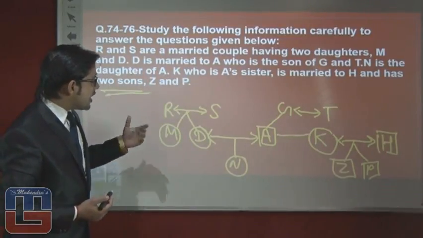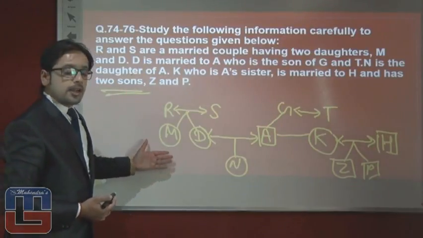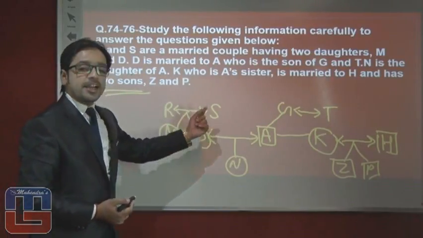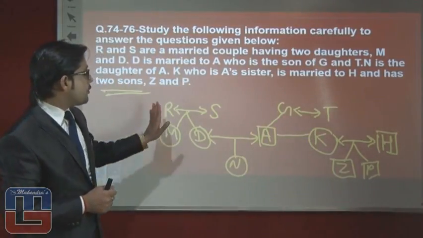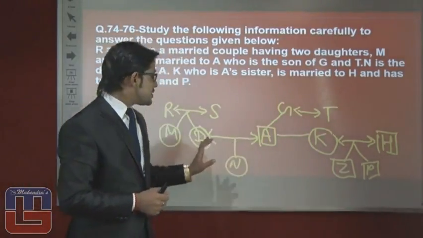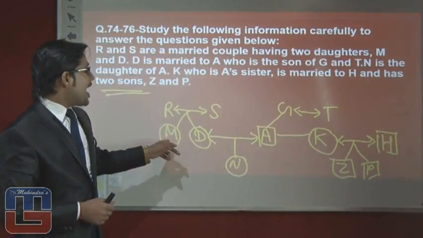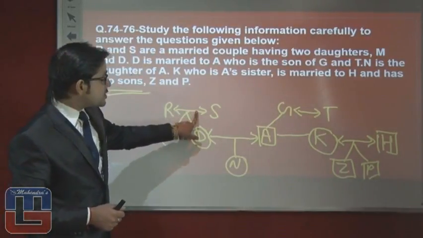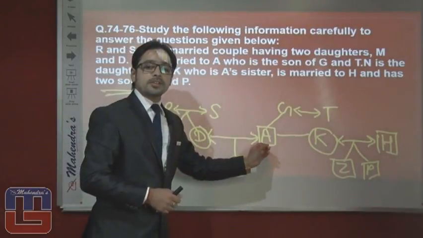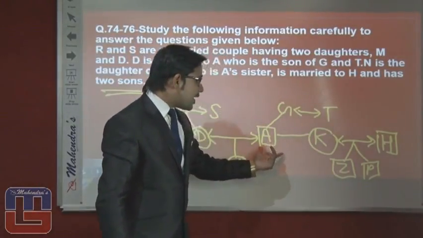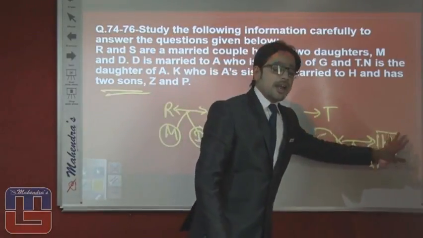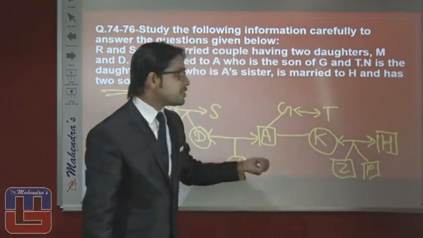We have three generations: first, second and third. In the first generation, R and S and G and T, we are still unaware of the exact gender of R, S, G and T. In the second generation, we have M and D, two daughters of R and S, and D is married to A, meaning A is husband of D. Again, you can find here K is sister of A and K is married to H, and K and H have two sons, Z and P.